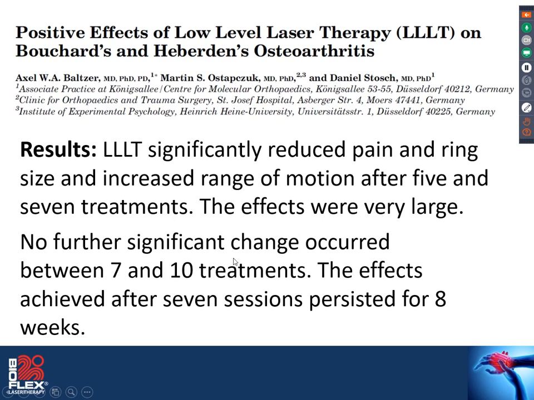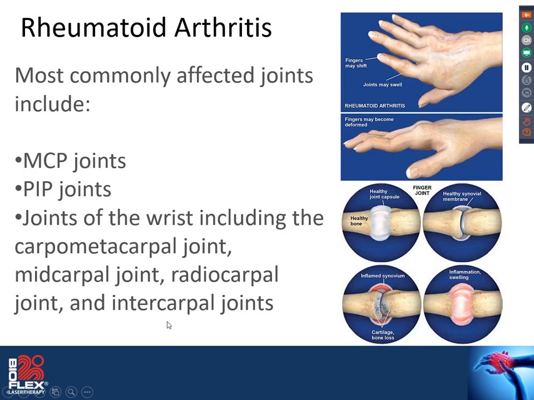There was no further significant change between 7 and 10 treatments. However, the effects achieved after those sessions persisted for 8 weeks. So this is really the main thing here, that when you're treating patients with osteoarthritis, you can expect long-standing improvement, but they will still require ongoing care. So I want you to see these patients maybe a month or 2 months after their initial treatment plan for some ongoing maintenance treatment. This will really help to keep the symptoms at bay.